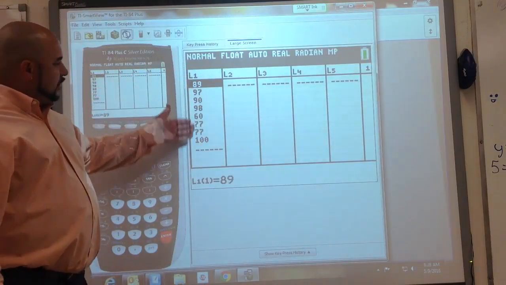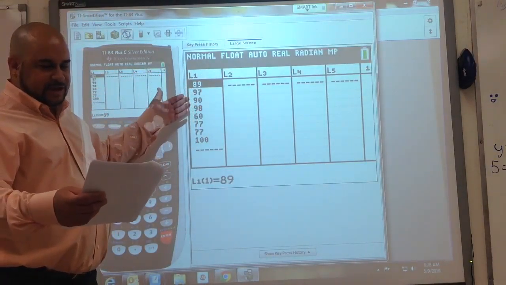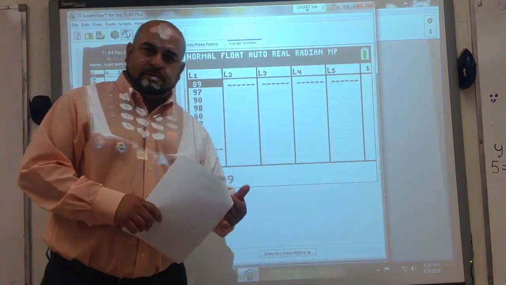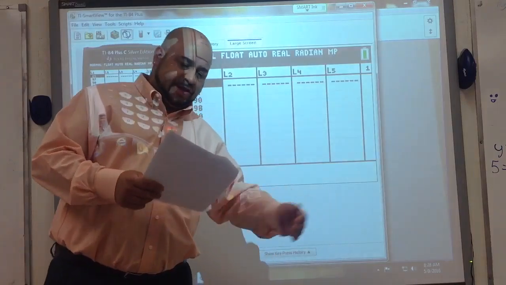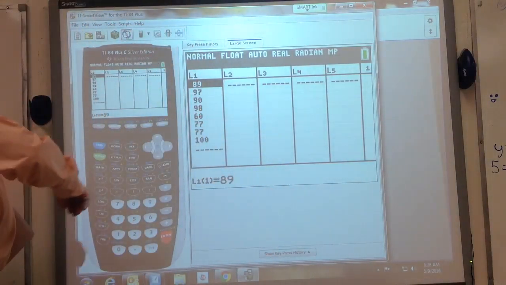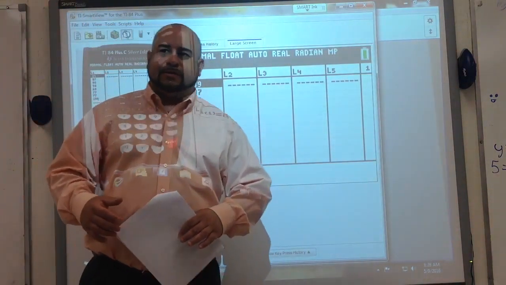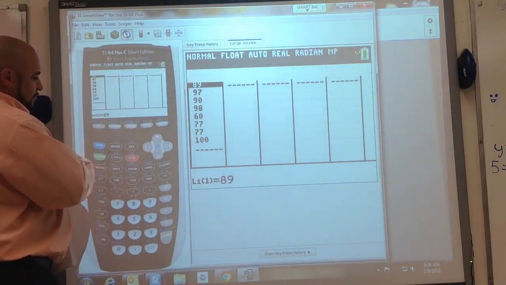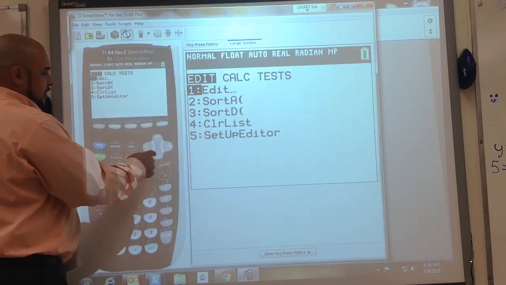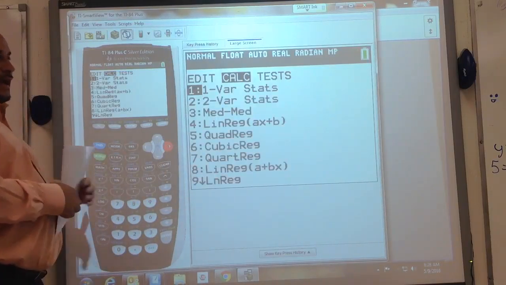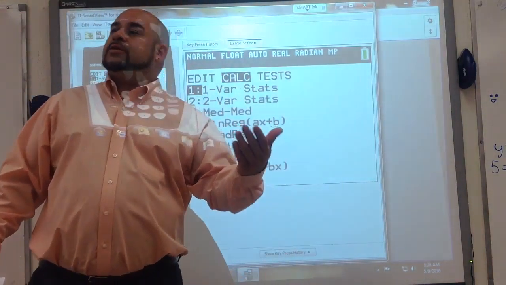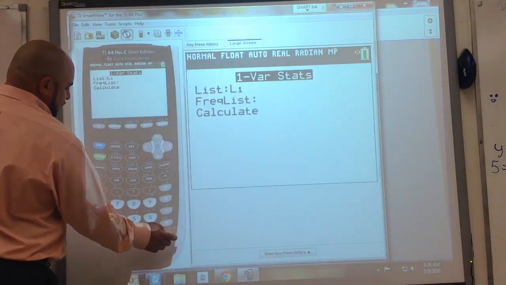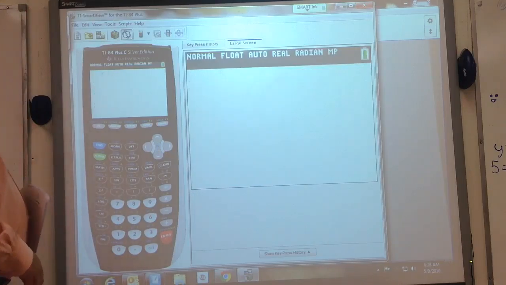So I have entered the numbers from the geometry test that they gave us, the 89 all the way to 100. The good thing is you don't have to worry about putting them in order. You just put them as you see them. Once you put them in, class, where do you think we're going to go from here? To Stat. Go over to Calc. And then we only have one column of numbers, so what option here? Number 1, one variable stats. So you hit enter, so you calculate it.